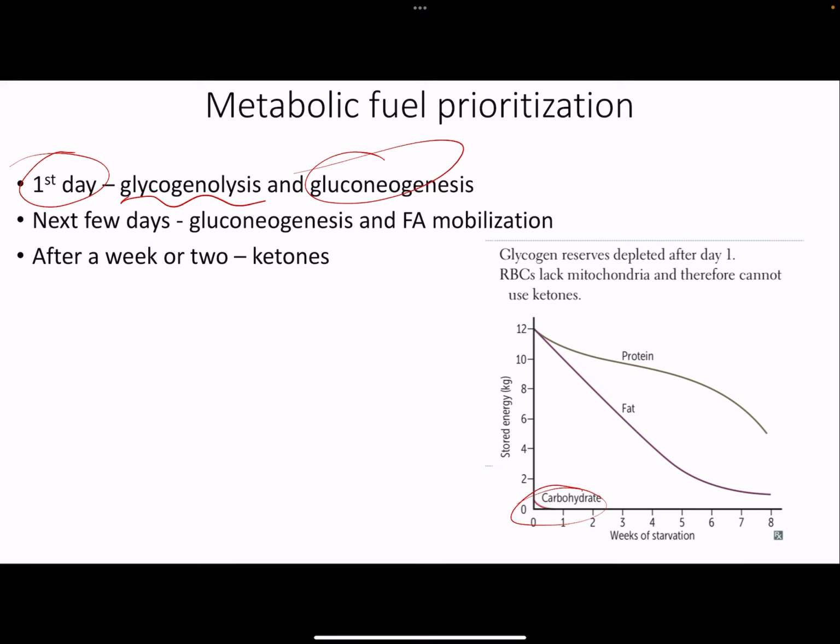Remember, this is the MacGyver. We're taking glycerol, we're taking amino acids, we're taking random stuff in the liver, making new glucose, pushing it into the blood, feeding everybody. But you run out of your carbon stores really quickly, meaning mainly your glycogen. All right, so now the next week or so, you're doing gluconeogenesis.